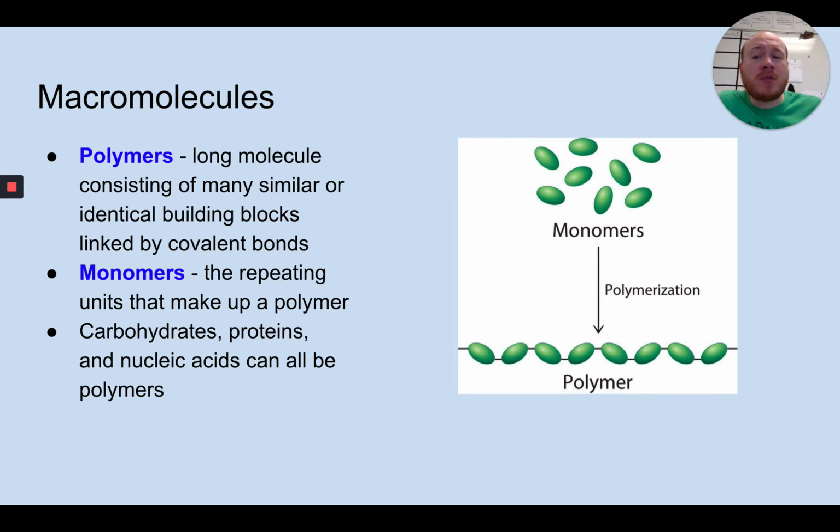Carbohydrates, proteins, and nucleic acids are all polymers. Lipids are not. So when you look at a lipid, it's technically not a macromolecule because it isn't made of many little pieces over and over again. It's not a chain. It's like a couple of small pieces put together, but they never really make bigger pieces.